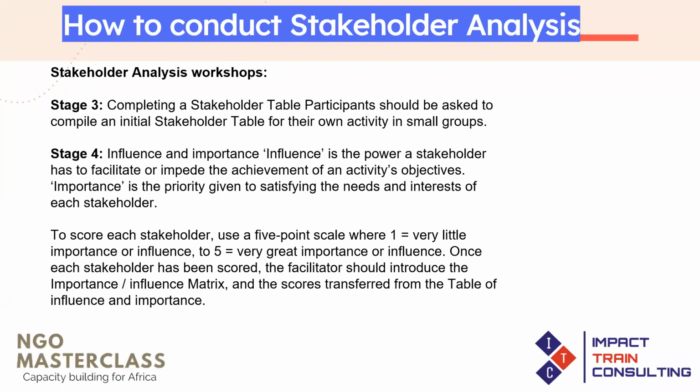Here, you're still going to create a table and you're going to score each of the stakeholders that you've identified. You're using a scale of 1 to 5, where 1 is the lowest score, whereby a stakeholder has very little importance or influence, and 5, the stakeholder has very great importance or influence. So you need to rank them from very little to very great importance or influence that they have.